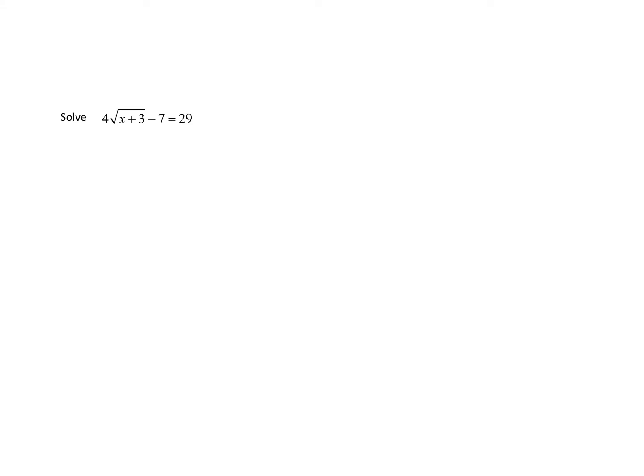In this video, we're going to look at solving radical equations. Now the first one's a fairly straightforward square root one. First thing you try and do is isolate the square root. So we're going to add 7 to both sides. Then we're going to divide both sides by 4.